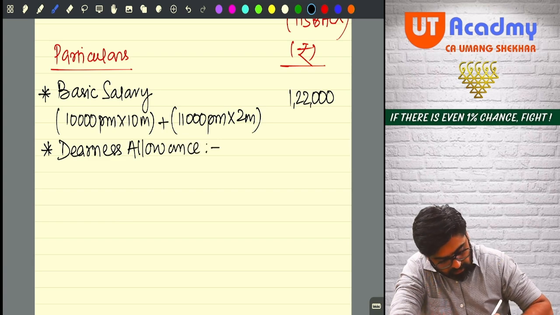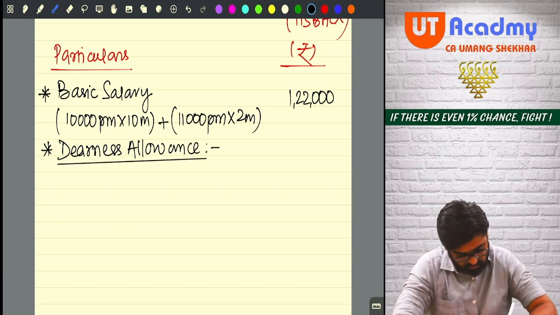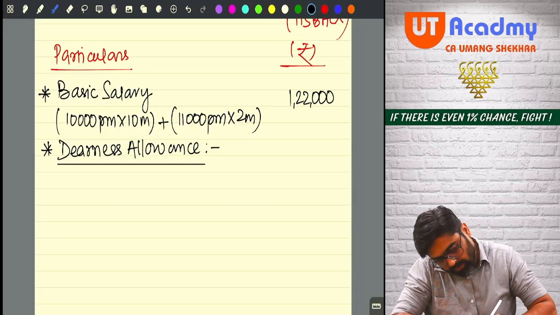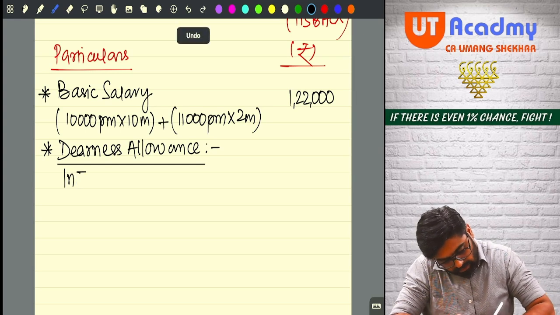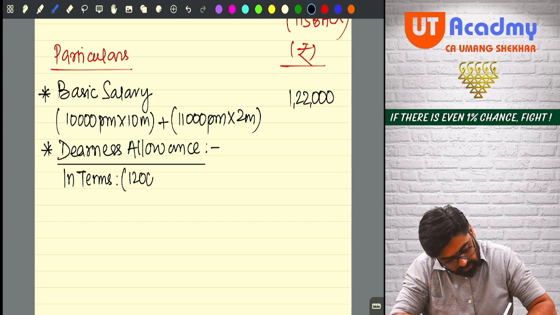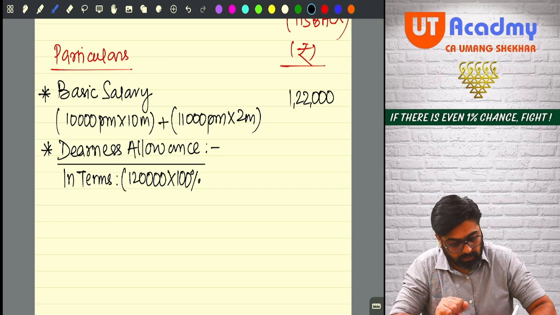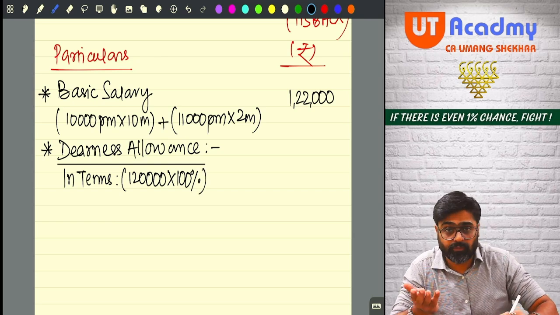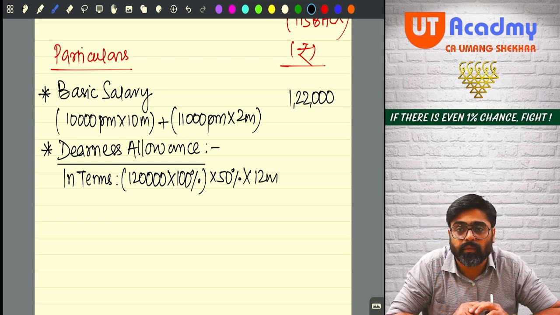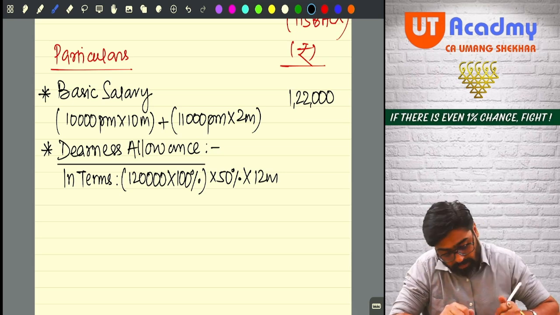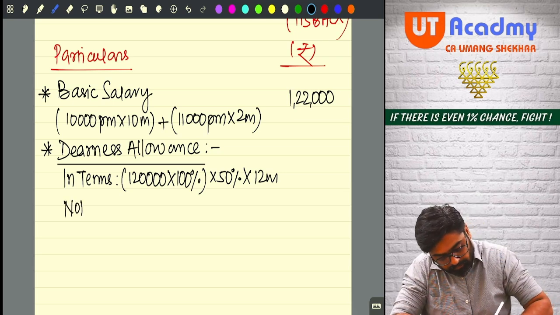Now dearness allowance is 100% of basic, no? It is 100% of basic. So can I say dearness allowance is given in terms as well as not in terms? So whatever is my basic, 100% of that is DA. And whatever is DA, out of that 50% is in terms. And that I'm going to receive for the full year. Yes or no? And the same calculation for not in terms also.